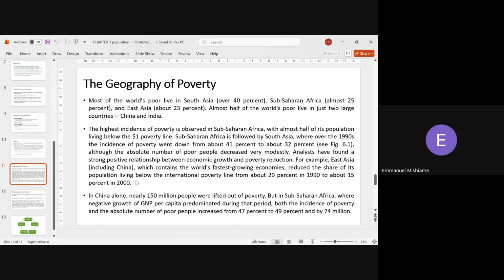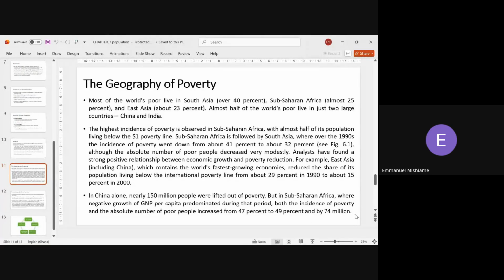In China alone, nearly 1 million. But in sub-Saharan Africa, where negative growth of GNP per capita predominated during that period, both the incidence of poverty and the absolute number of poor people increased from 47 to 49%, by 74 million. So whereas 150 million people were lifted out of poverty in China alone, in sub-Saharan Africa, we actually added about 74 million people to the poor people. So that is how bad our situation is.